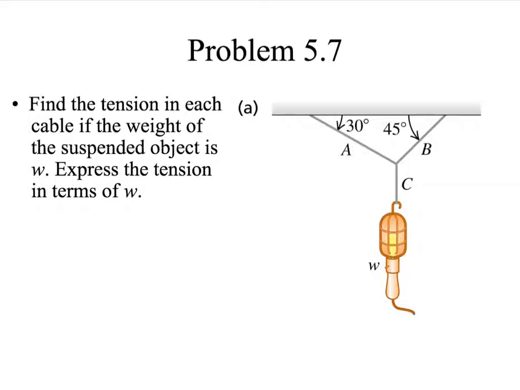Now, in this type of problem, I find it useful to do it in 2 parts where we're going to focus on 2 areas. The first part, we're going to focus on the fact that cable C is supporting the light. So that's going to be a free body diagram that we work with. And then next, we'll focus on this point where the 3 cables intersect and look at the forces acting at that point.